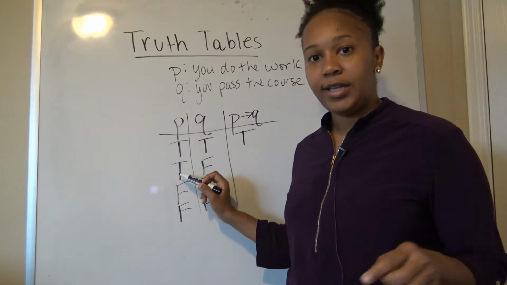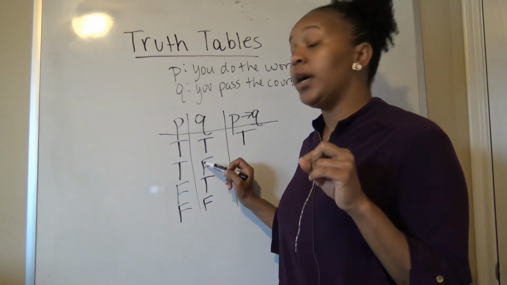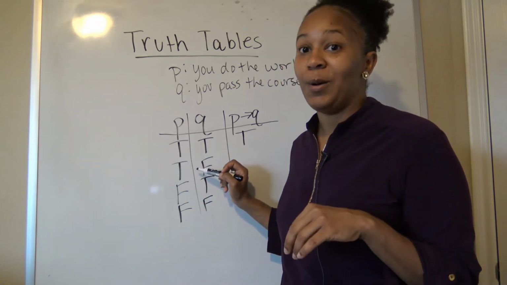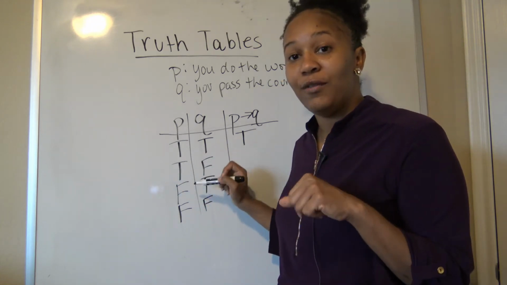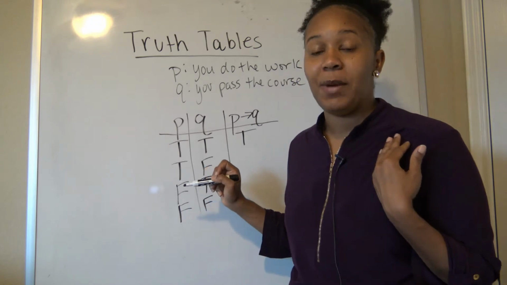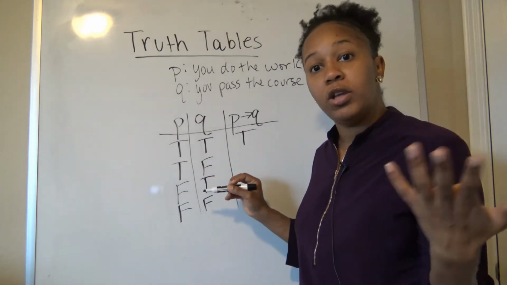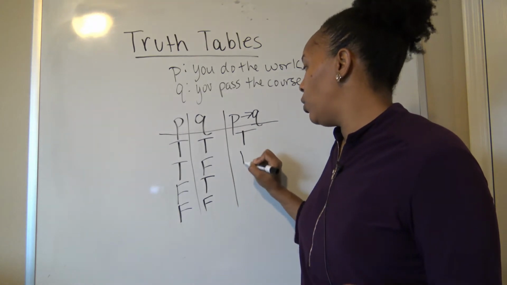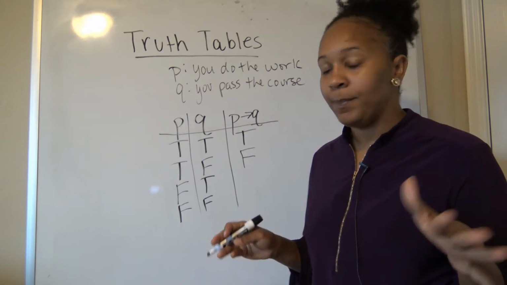Now in this next case, say that P is true, meaning you did the work, but you failed the course, okay? In this case, if you do the work and you still fail the course, then I did not keep my promise. My promise was you do the work, you pass the course. But you did your part, you did the work, and you didn't pass the course. So in this case, the if-then statement would be false, okay?